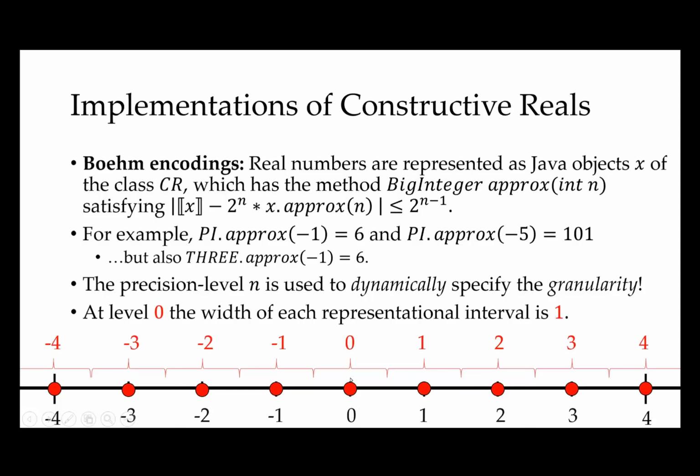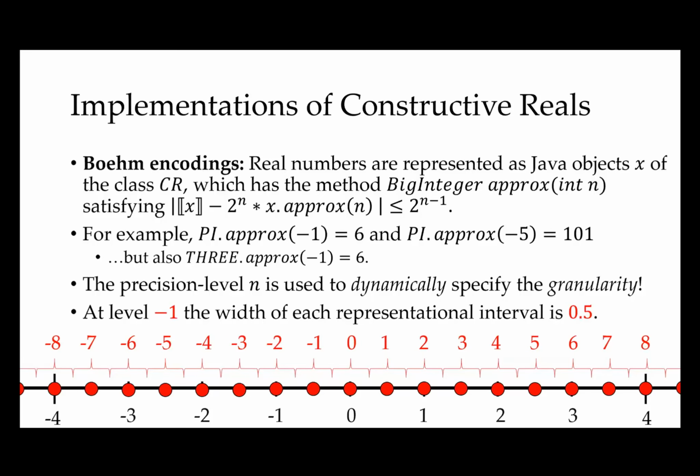So if we approximate 0 to level 0, we get back 0. But if we approximate 0.4 to level 0, we also get 0. So we're approximating to this particular level, and all the numbers in that interval are going to give back the same encoding. And then if we want to find out where we are in that interval, we have to go to the next level of precision, and that's what is this infinite process being finitized.